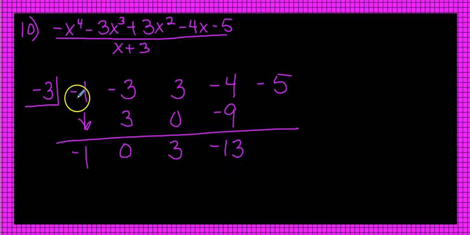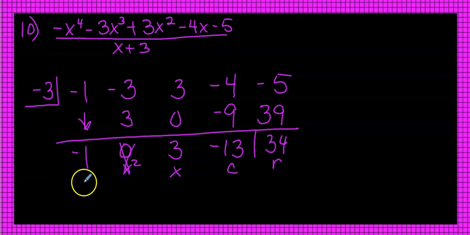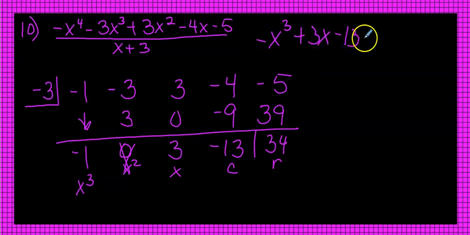And then negative 3 times negative 13 is positive 39. Combine these two and you get 34. 34 is your remainder. This is your constant, your x squared, which you're not going to write because it's a 0, and your x cubed. So your answer, you would write negative x cubed plus 3x minus 13 plus 34 over x plus 3.